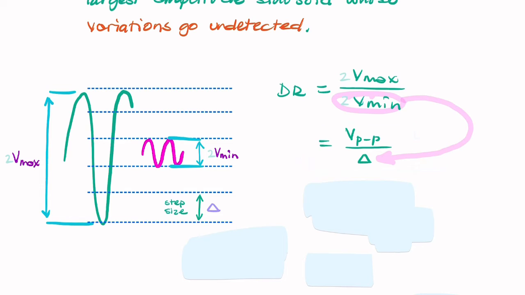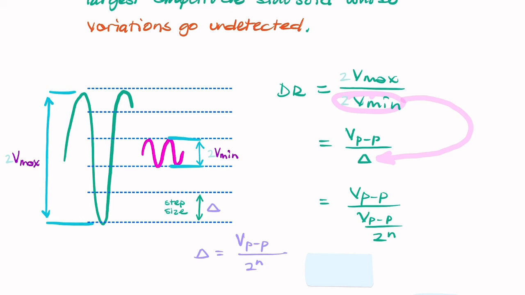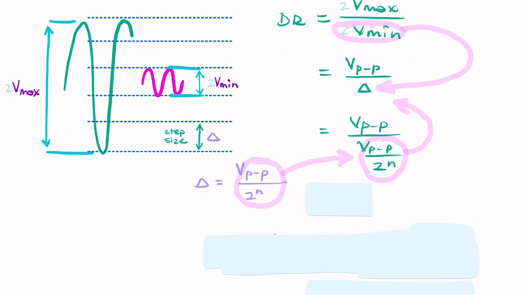And we can relate step size to number of bits because the number of levels is 2 to the power n. So if you divide the peak-to-peak voltage by 2 to the power n, that will give you your step size. So if you substitute that, you end up with your dynamic range simply being 2 to the power n.